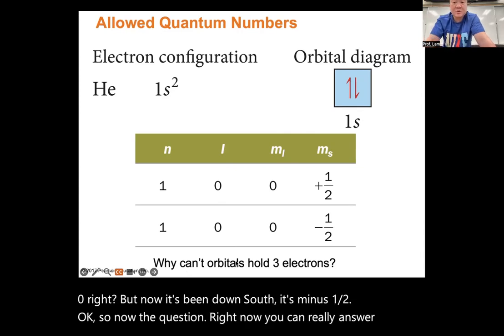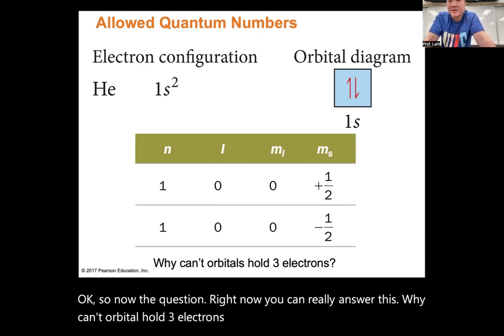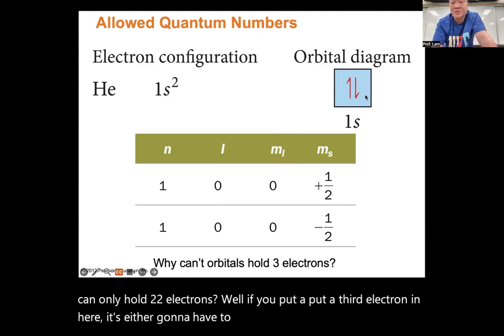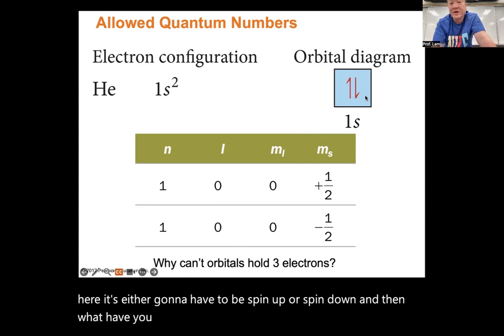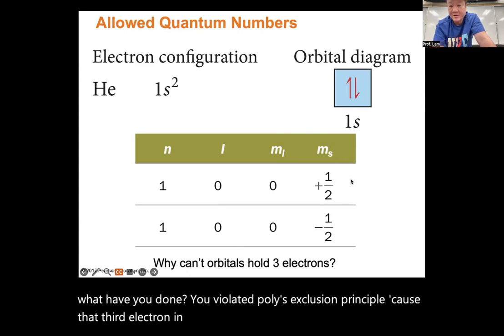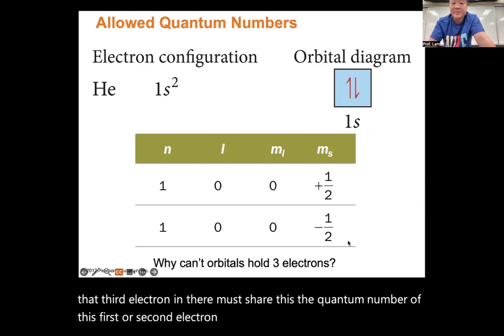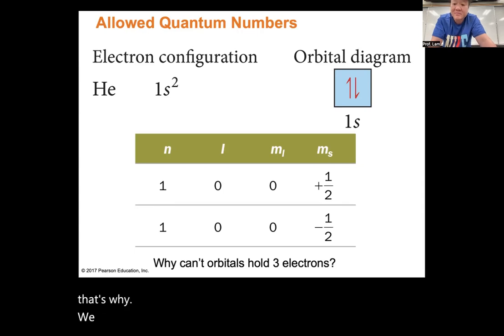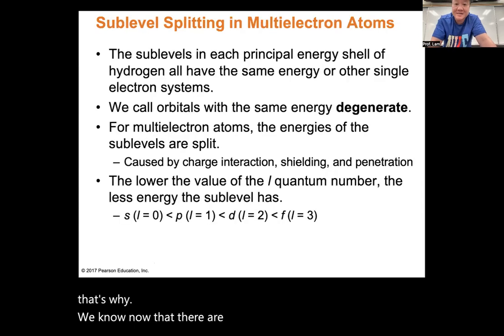Why can't an orbital hold 3 electrons then? Why are we saying that an orbital can only hold two electrons? Well, if you put a third electron in here, it's either going to have to be spin up or spin down. And then what have you done? You violated Pauli's exclusion principle, because that third electron in there must share the quantum numbers of the first or second electron, right? There's no way around it. And so that's why we know now that there are only 2 electrons in the same orbital.